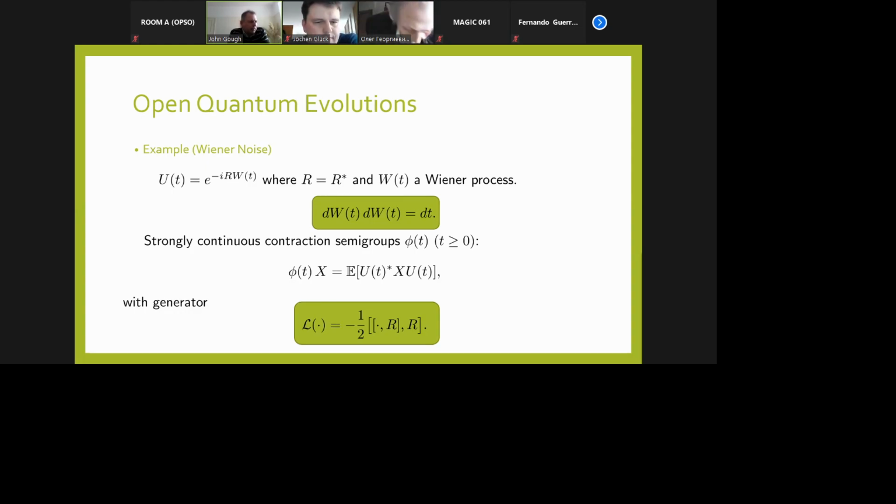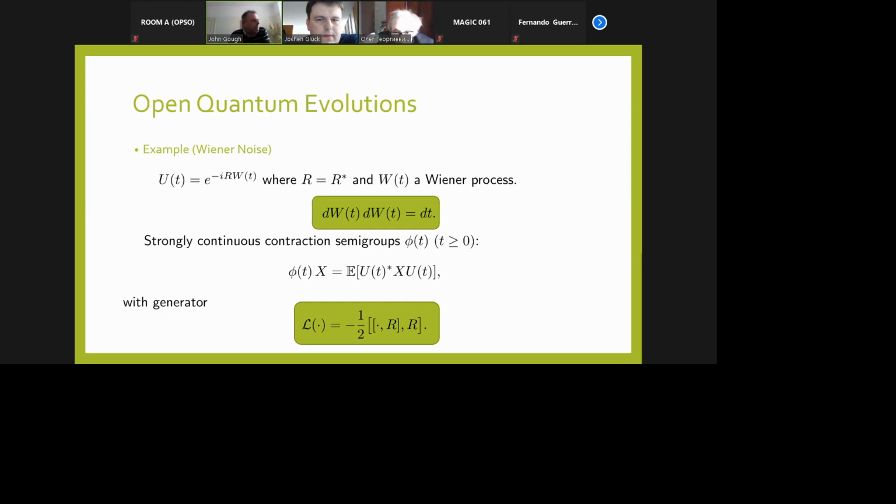And the generator, let's keep it simple. Let's take all bounded. It's just going to be a double commutator with respect to R. So this double commutator signifies that it's not a derivation anymore. It's not just a single commutator. This is something genuinely dissipative.